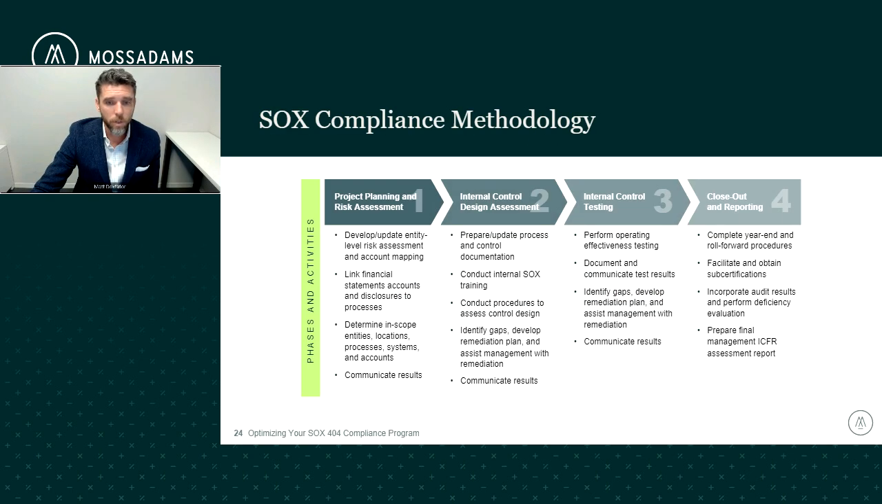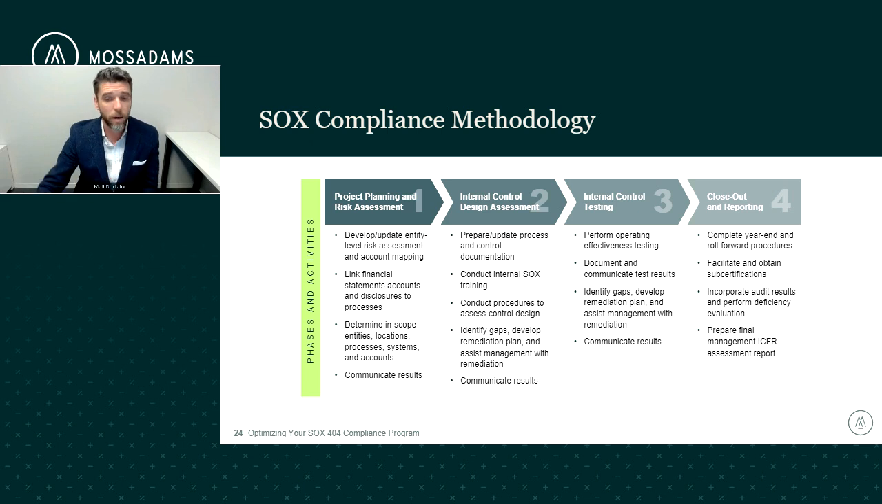So here's a pretty overview. As I think a lot of you know, it starts with phase one, the project planning and risk assessment. This is the top-down process that includes establishing materiality, determining the in-scope entities, locations, processes, systems, and accounts. The real goal of this whole process is to identify financial reporting risks that could result in a material misstatement, whether individually or combined.